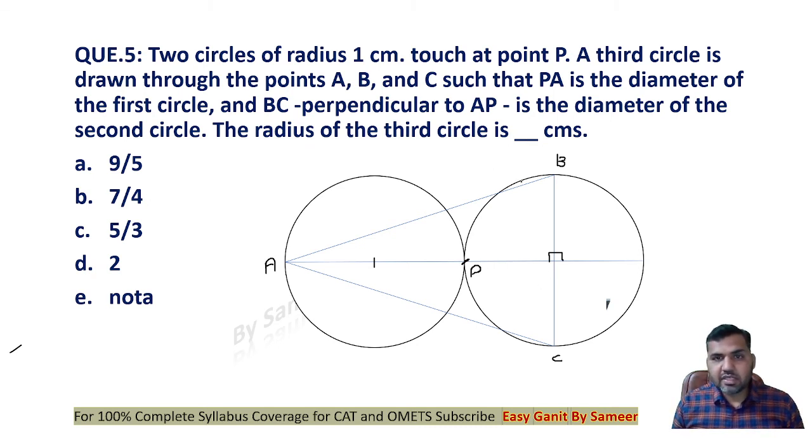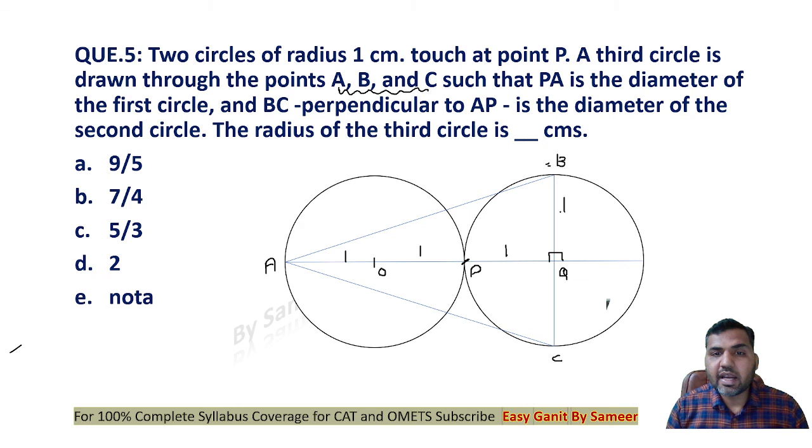Now the radius of the third circle is what? So you are drawing a third circle which is passing through the points A, B, C. If I'm taking a third circle passing through the points A, B, C, that circle will actually be the circumcircle of the triangle ABC, right? Because BC is perpendicular to AB, PA is the diameter of the first circle, BC is the diameter of the second circle, and they are perpendicular to each other. This is the center of the first circle, let's say this is the center Q of the second circle. This radius is 1, this radius is 1, this is 1, this is 1, right?